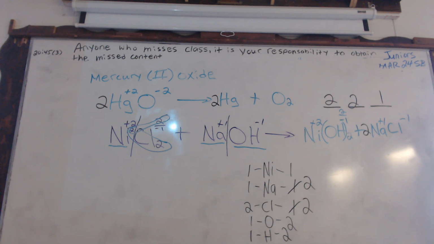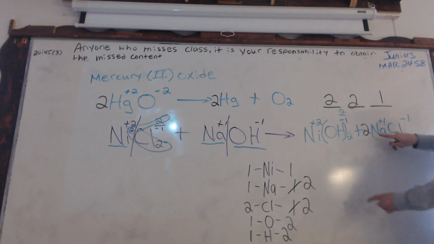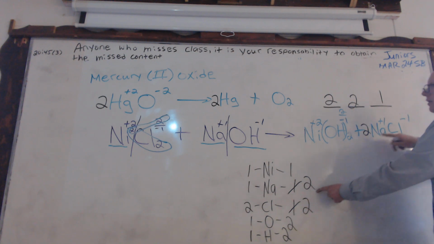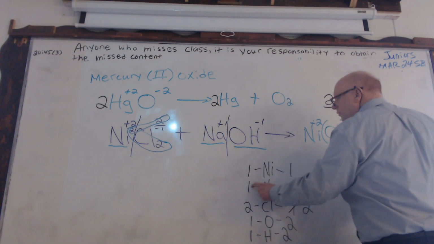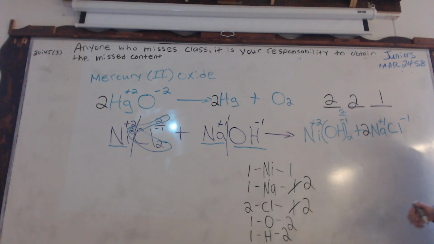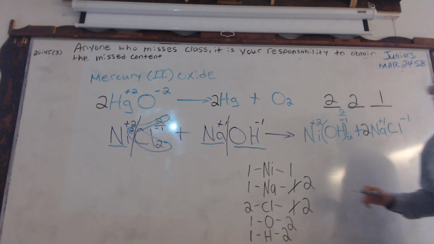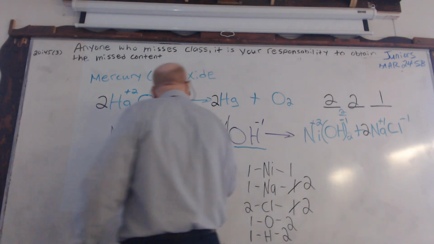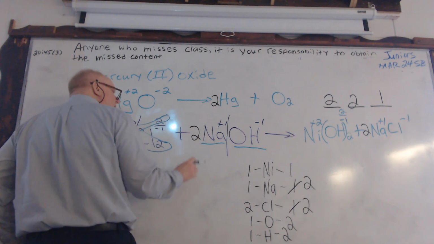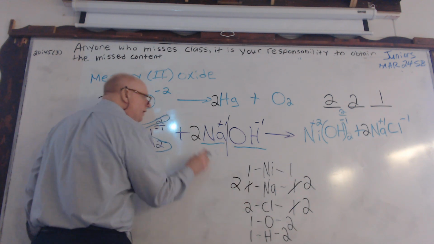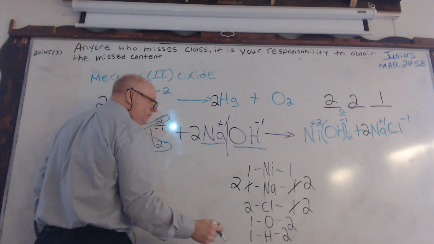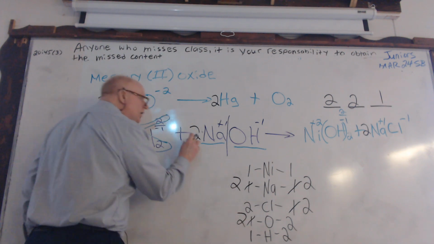Okay? But we've got 2 sodiums on this side. And how many sodiums are on this side still? 1. How do we get 2 sodiums over there? Times it by 2. So distribute that through the entire compound. What is 2 times 1? 2. What is 2 times 1?